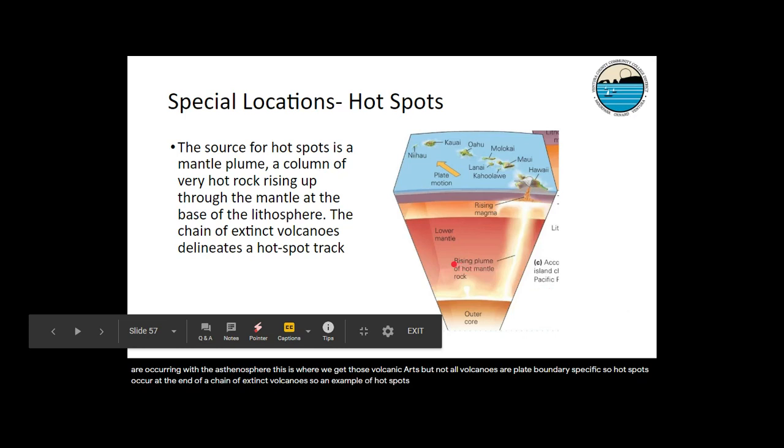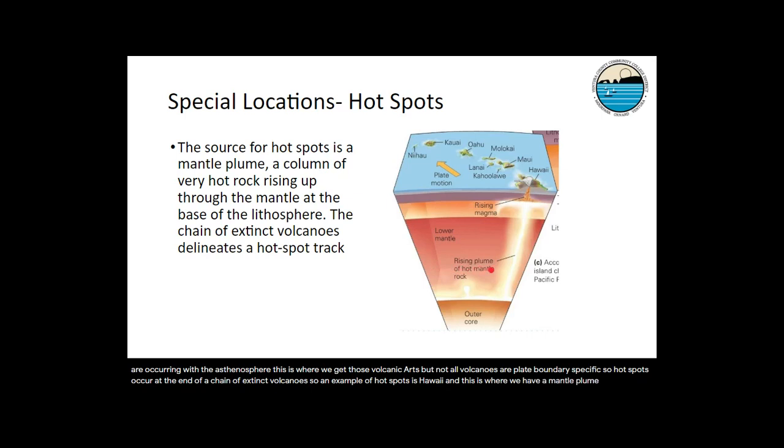And this is where we have a mantle plume, which is like a column of hot rock that rises up through the mantle, from the base of the lithosphere, and rises up through. It breaks through a weak spot in the lithosphere, and it creates a hotspot for these volcanoes to form.